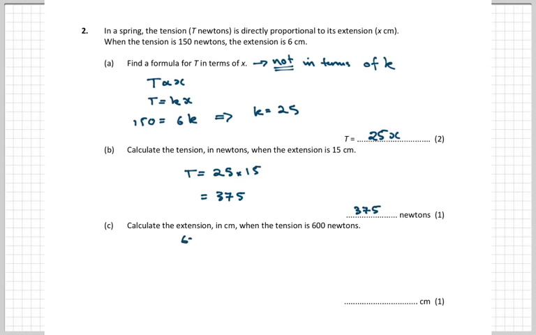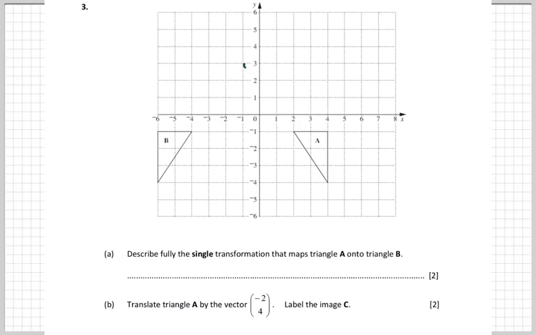The next question is not much more complicated. We set t to be 600, and so we divide both sides by 25, giving us a value of 24. Moving on.